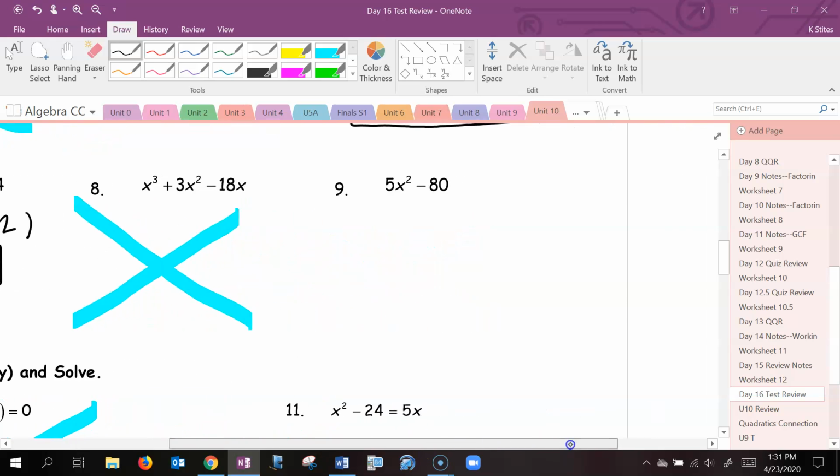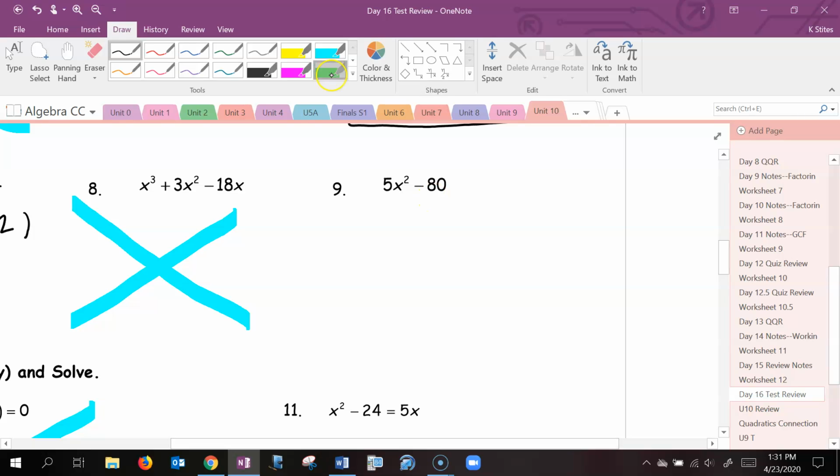Last one of these, number 9, 5x squared minus 80. We do have a number in front of x squared. Let's make sure 80 is divisible by 5. Type it in your calculator, 80 over 5, and you get a 16. That sounds good. That means 5 is our GCF, and we have 2 steps.